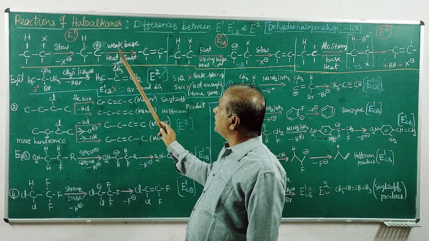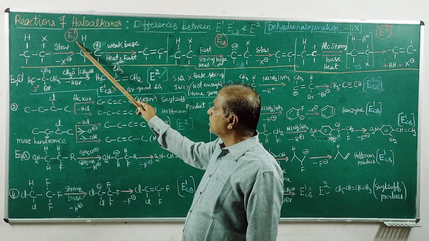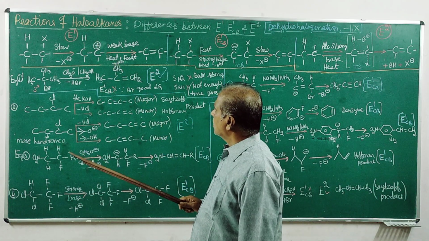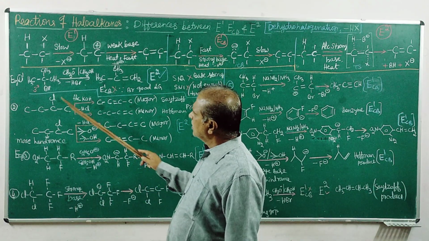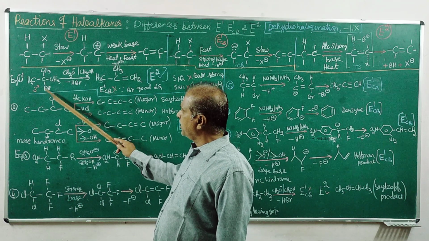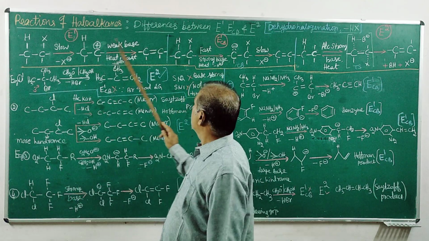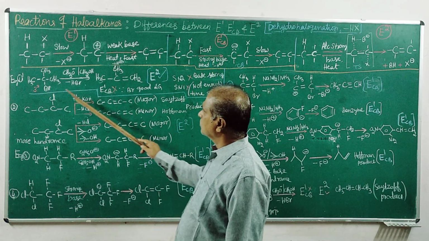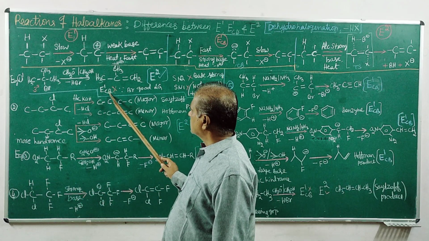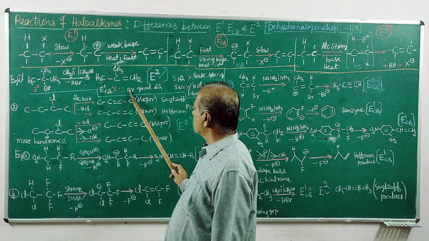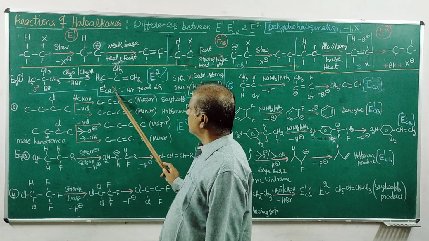E1 means a weak base is required, but this is not a weak base. Here, E1 is not possible. Let us verify with E1CB. E1CB means this is okay, tertiary carbon, but Br is a better leaving group, not F or Cl. Therefore, E1CB is not possible, even though the base is strong. Because of Br, which is a good leaving group, this mechanism is not possible.